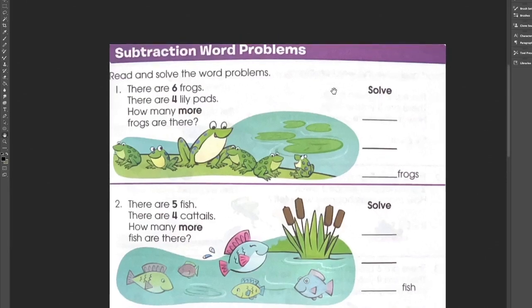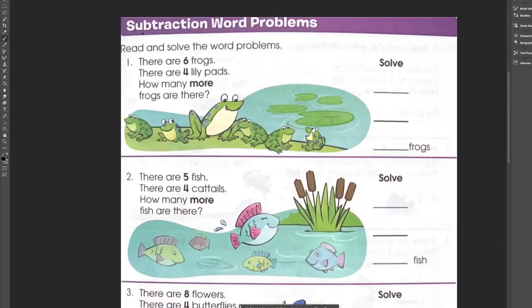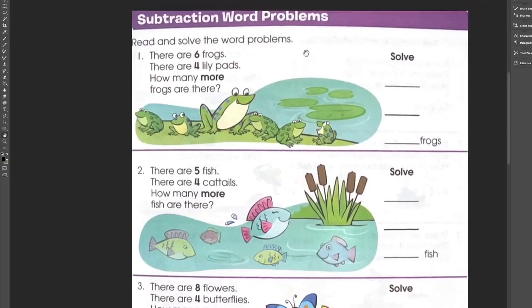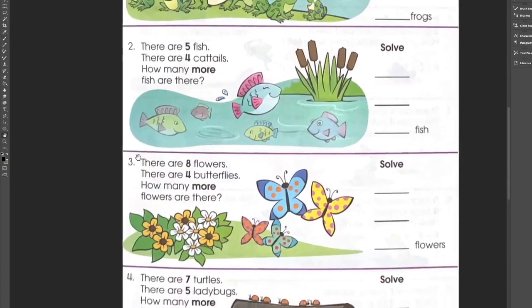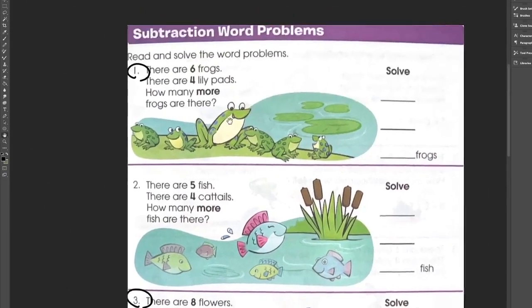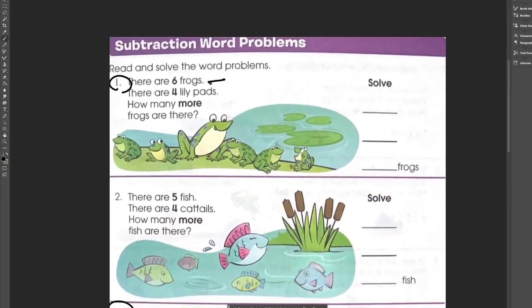Now, for the first problem, on the first page, we have subtraction word problems. It says read and solve the word problems. We've done this before, so let's do it again. Let's do 1 and 3. It says there are 6 frogs and there are 4 lily pads. How many more frogs are there?